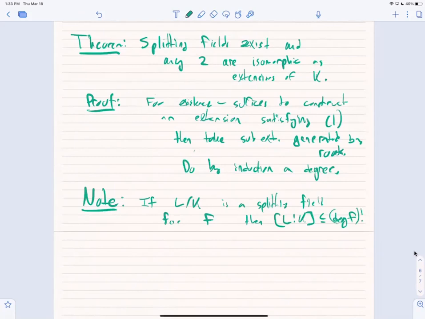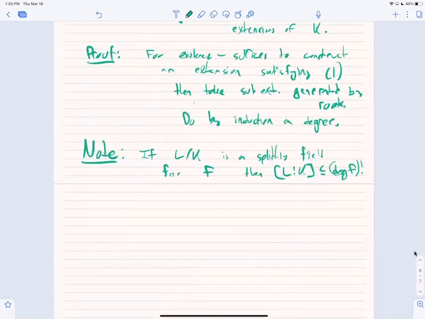And it just comes from, if you add one root, you get a degree d extension. And now you divide by that root and you get some new polynomial you're trying to add roots of, and if that's irreducible, then you get a d-1 degree extension, and so you just multiply up the tower.